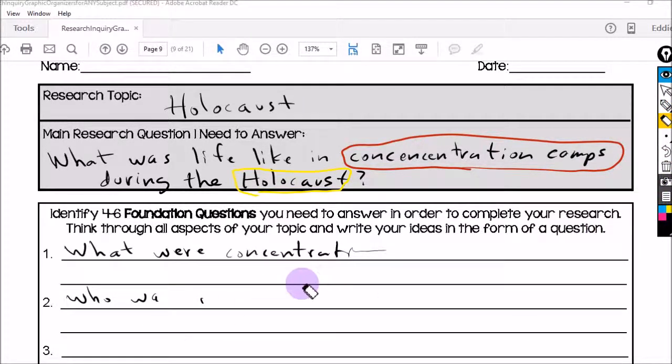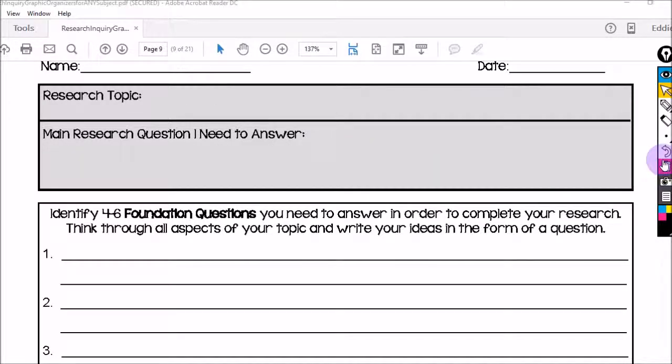Holocaust. What was the Holocaust? When was the Holocaust? Where did it happen? Who was responsible? All kinds of questions like that. So the point is that you come up with lots of different kinds of questions to help you with your research.